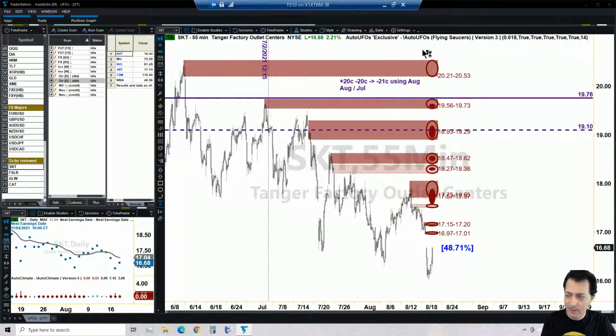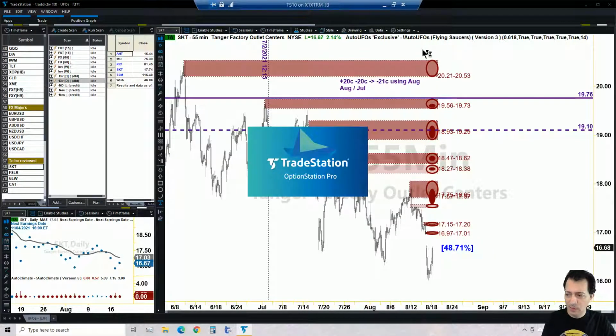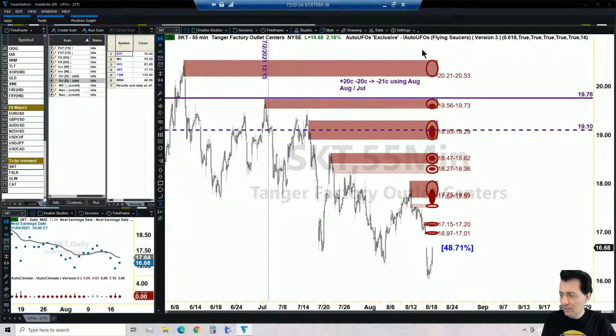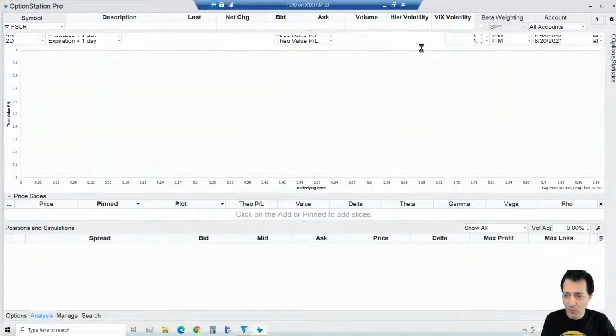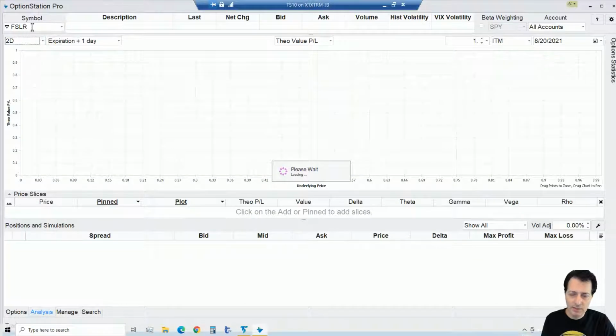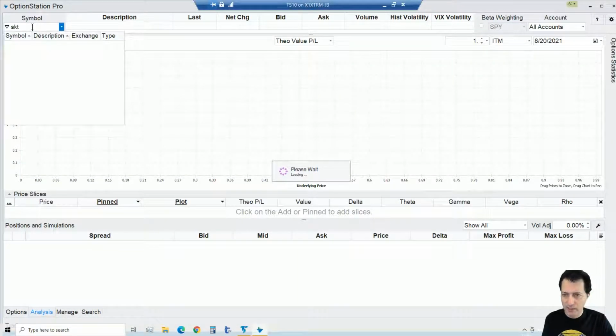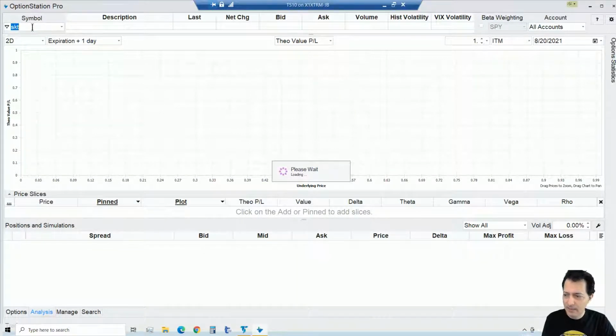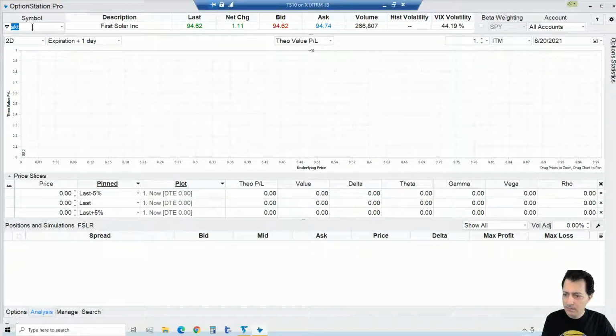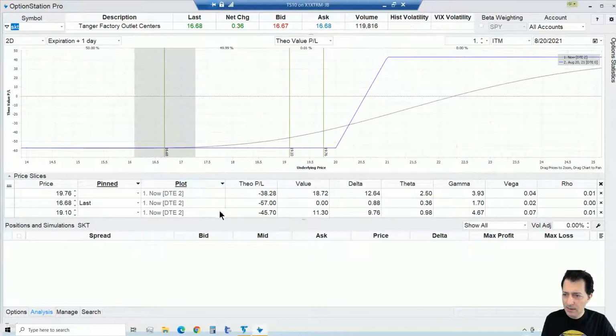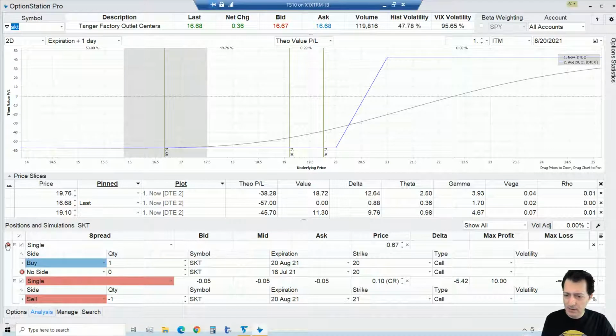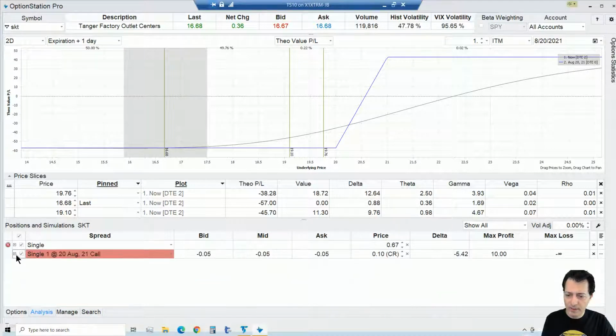Nothing is a sure thing, but this trade is almost a sure thing that it will end up as a loss. Expiration date is 2 days from now, August 20, and therefore it's currently trading at 16.68, being above 21 on expiration. It's something that really we should not expect. So I'm looking at SKT, and we can see here that this is a trade with a total risk of $57.